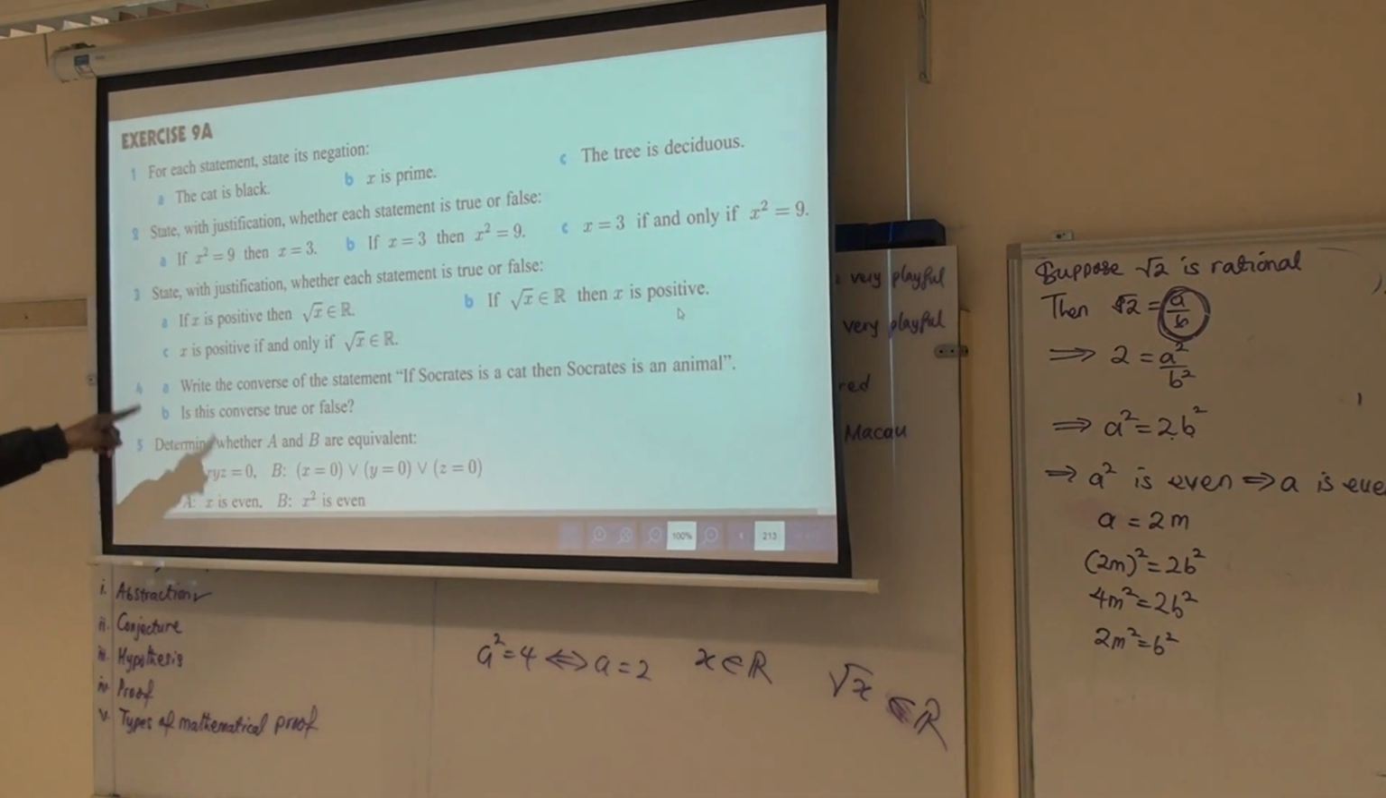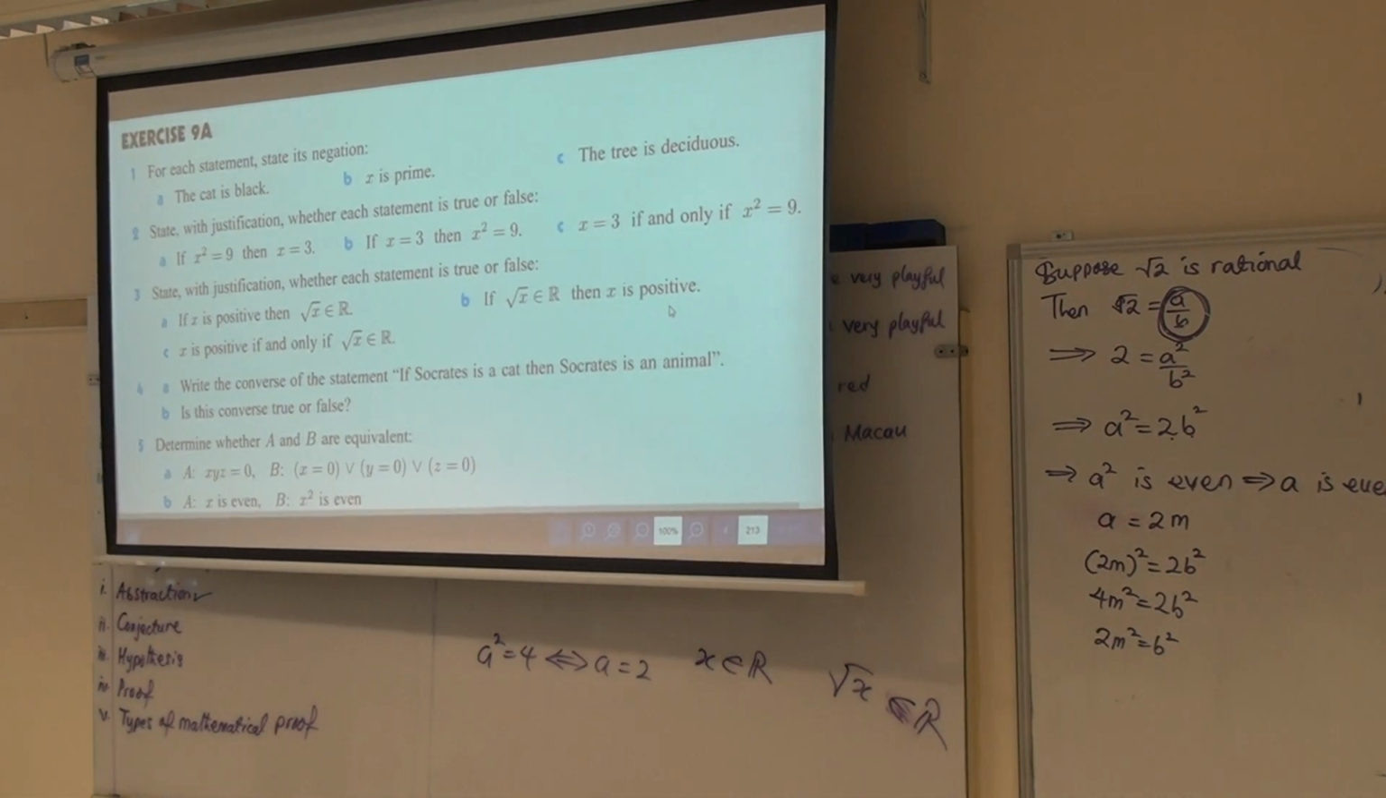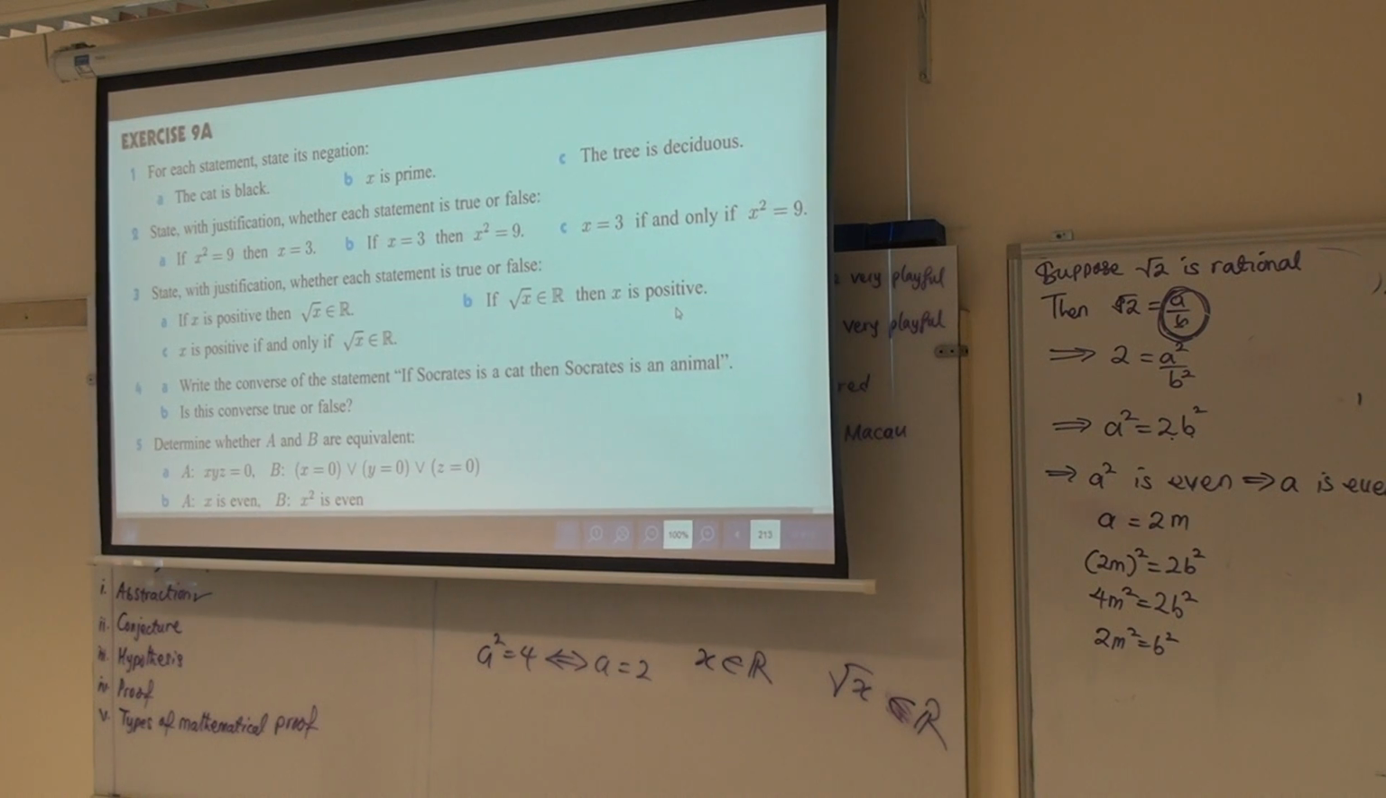But that's not the situation here. X is already given as positive, a positive real number. So for complex numbers there's no positive? No. Does that make sense, everyone?